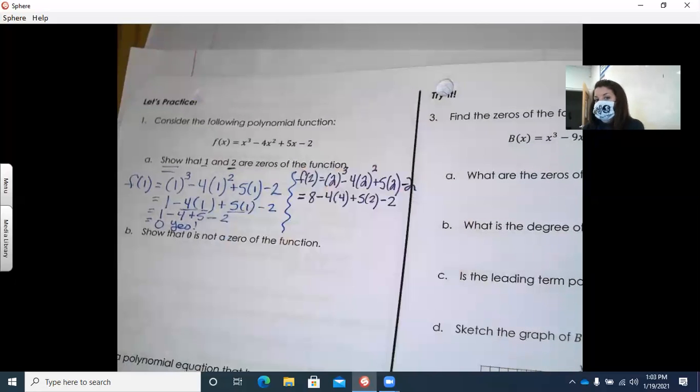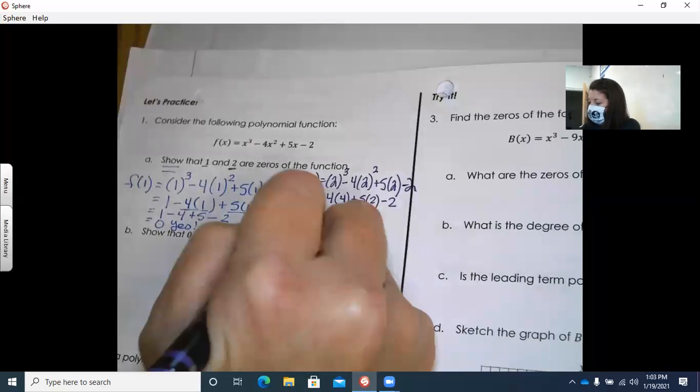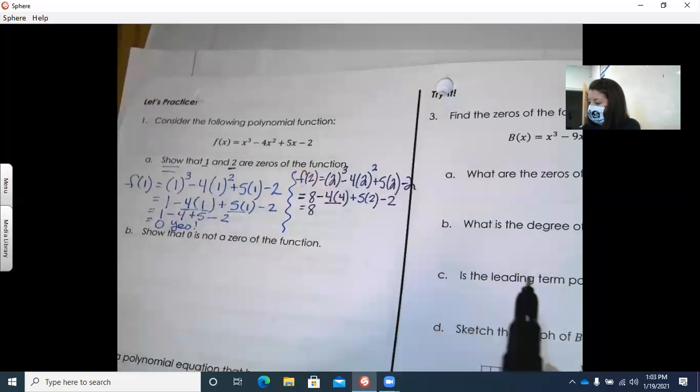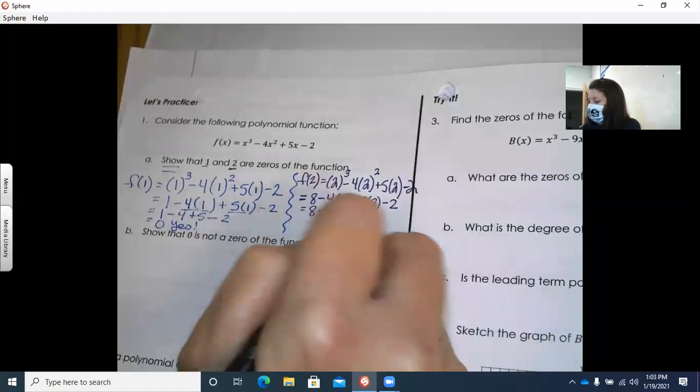So now I've got addition, subtraction, multiplication. According to order of operations, what would I take care of first? Multiplication. So the 8 I'll bring down. Then I can do -4 times +4, which is what? -16, good. And I can do +5 times 2, which is +10, and then bring down your -2.